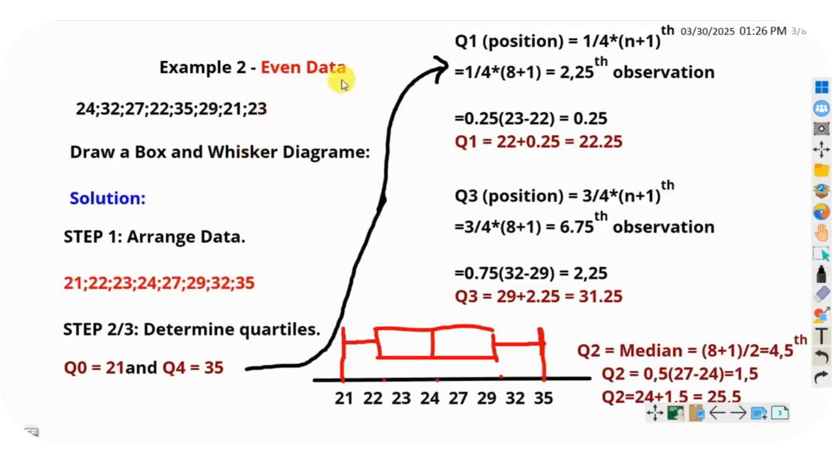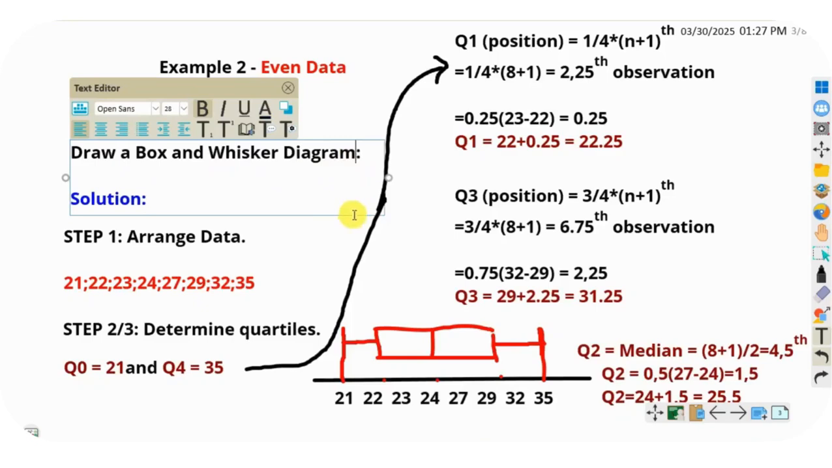This is example 2. In example 2, we are given an even data set. How many terms is the data given? Let's see, 1, 3, 4, 5, 6, 7, 8. 8 is an even number, so the data is even. With even data, we go about it a little bit differently. So the data we are given here, they say draw the box diagram.